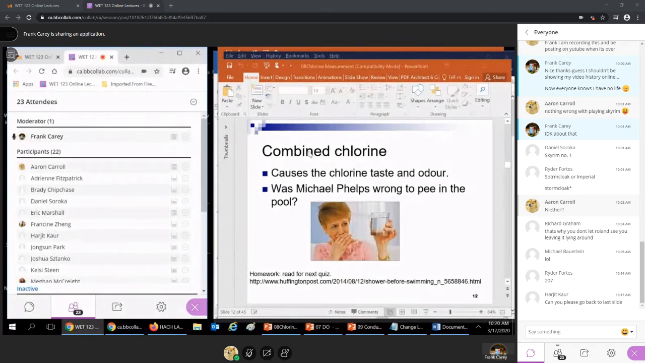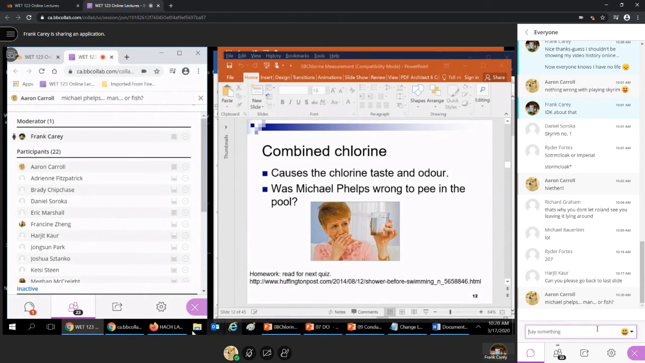So combined chlorine. What causes the chlorine taste and odor? I don't know, most people should know Michael Phelps. He probably has more gold medals than I have hairs on my head. He admitted to peeing in the pool. So I want everybody to read this for the next quiz. You're actually going to be asked to read two things for the next quiz.